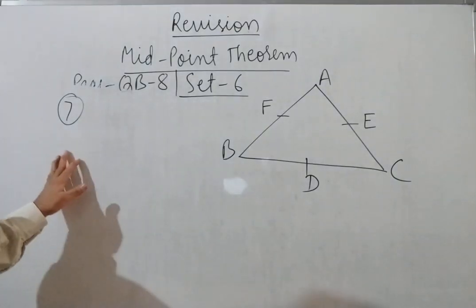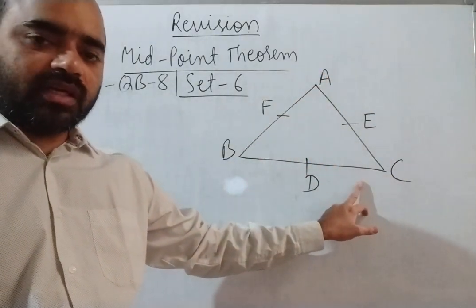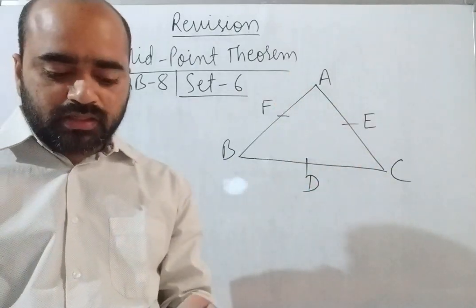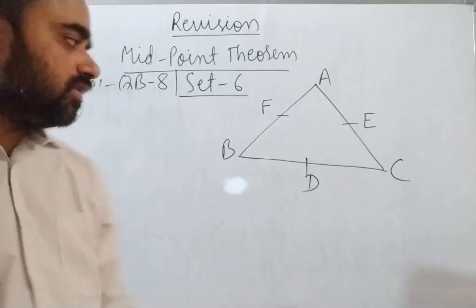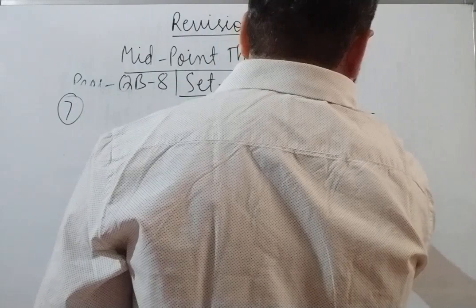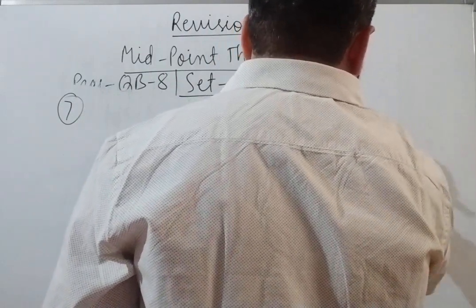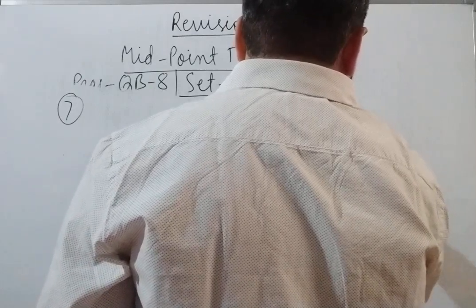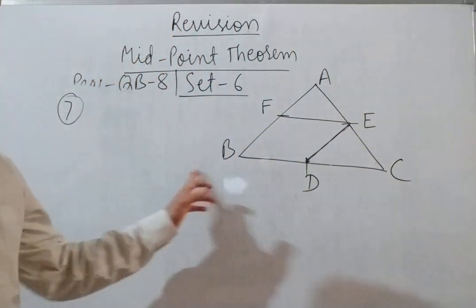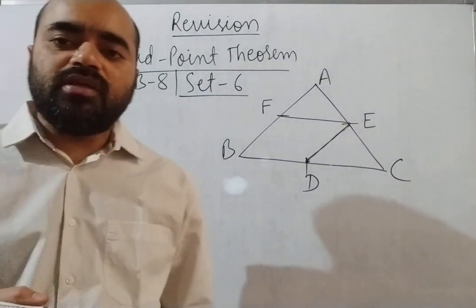So next is question number 7. Triangle ABC is an equilateral triangle. All sides are equal. D, E, F are the midpoints of the sides. We have to prove that BDEF is a rhombus. BDEF means we have to join this. Correct? So we have to prove that BDEF is a rhombus. Okay, we will apply midpoint theorem.